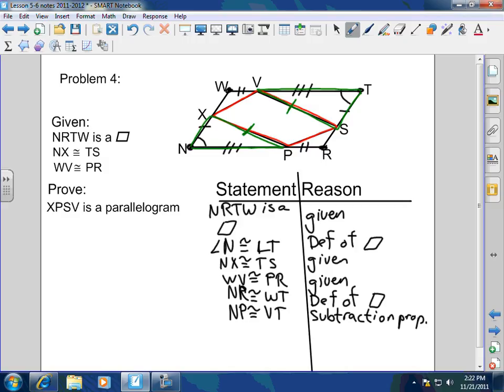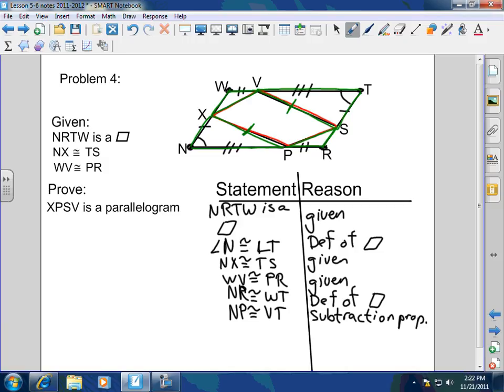Wouldn't we be able to prove the exact same thing with WXV and RPS? So, okay, I know you said that, but either way, we would have had to do both. So you can say triangle WXV will be congruent to RSP, and you could say the following. Proven in the same manner as triangle XNP and STV. So it's a little bit of a shortcut.